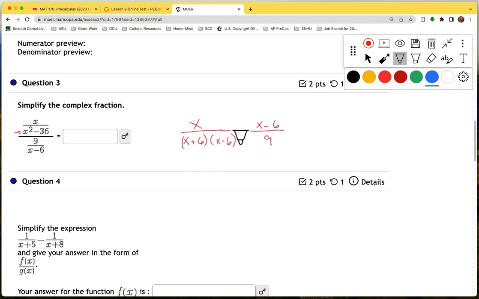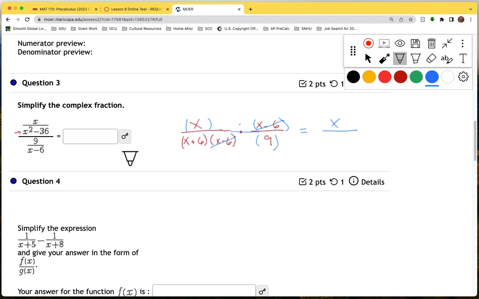Okay, and then again, when we multiply two fractions, we multiply straight across. So go like this. Everything is getting multiplied. X minus 6 can cancel with x minus 6. So what we have in the numerator is x. And what we have in the denominator is x plus 6 times 9.